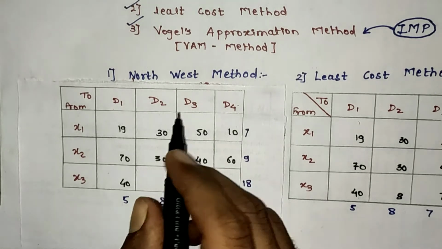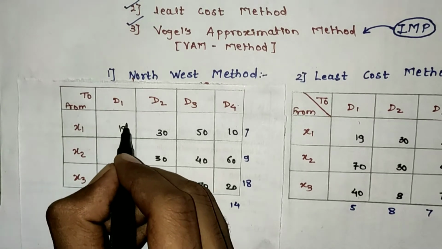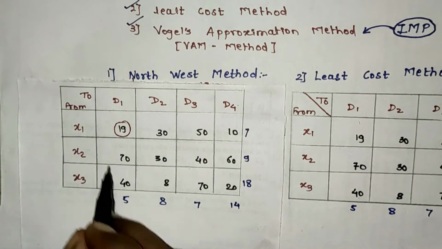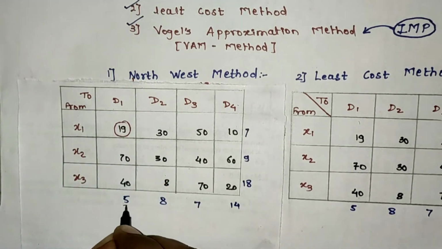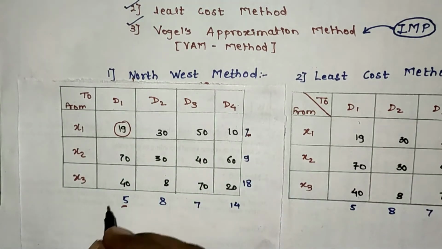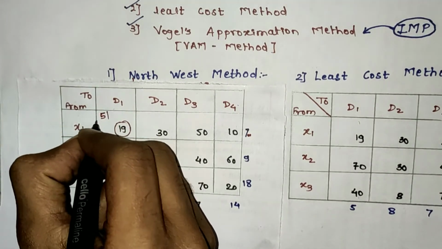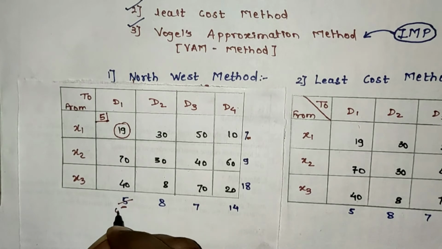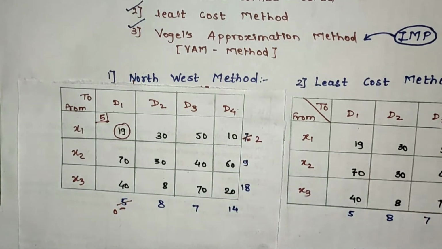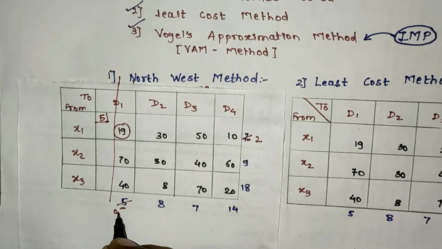In the northwest corner method, first of all we have to select the northwest corner element. This is the 19 which is present at the northwest corner. Now the 19 element, or say destination 1, has a demand of 5 units and supplier 1 contains 7 units, meaning supplier 1 can fulfill the demand of destination 1. So let's supply here. Now its demand is completed, equal to 0, and supplier 1 remains with 2 units. Now cancel this column since the demand is completed.